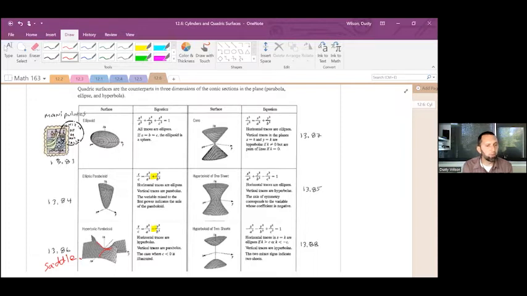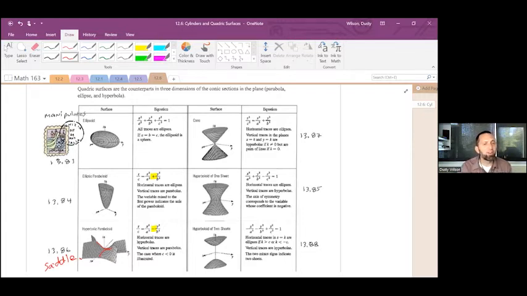Finally, we have the hyperboloid of one sheet, which has the form x squared over a squared plus y squared over b squared minus z squared over c squared equals 1. Here, the horizontal traces are ellipses. Vertical traces are hyperbolas. The axis of symmetry corresponds to the variable whose coefficient is negative.